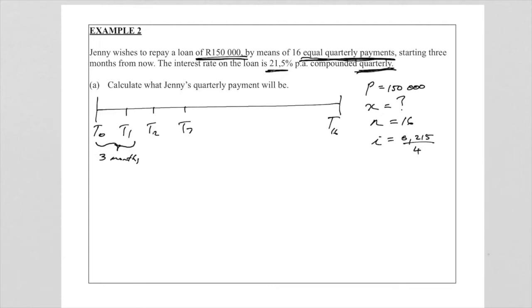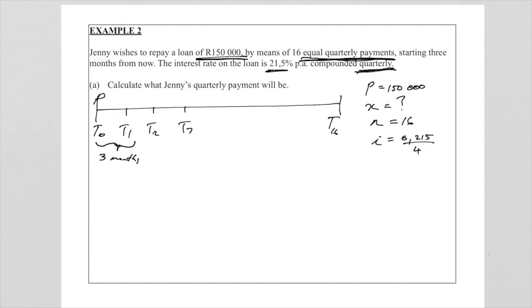So that's a quarter, a quarter, a quarter of a year. So that is 3 months. So then hopefully you understand why they said, by means of 16 equal quarterly payments starting 3 months from now. Remember T0, that is where the loan is, P. This is now, the first payment is 3 months later, that means at T1. That is why we call it 3 months later, which sometimes is confusing. But remember, we don't work in months, we work in quarters.